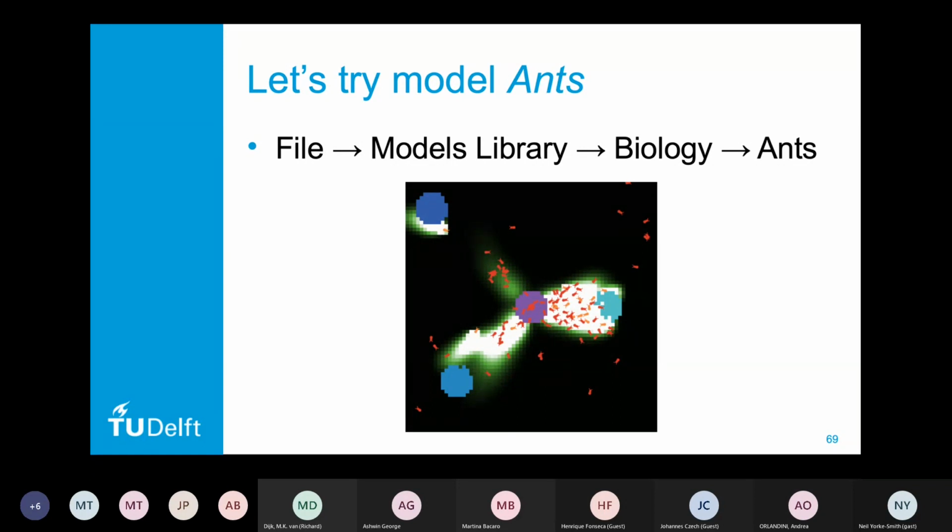There's lots of models in the model library. You can play with them later if you'd like to do that. And if you want to, you can look at the code tab and have a look at how the ants model is implemented.